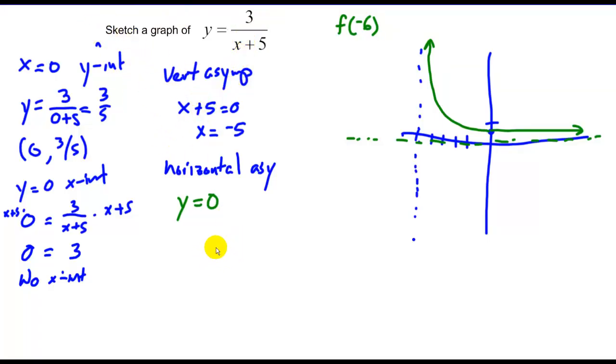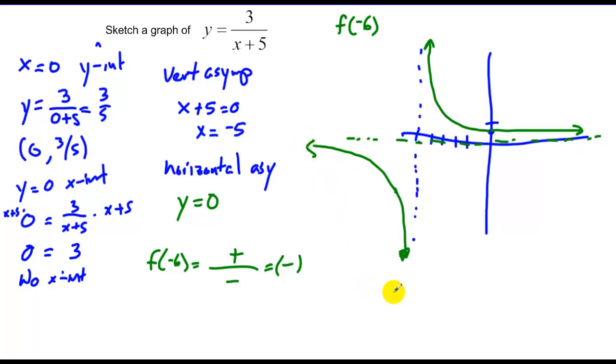So in doing so, I have the following. I have a positive from the 3. Let's go up to negative 6. And then on the bottom, I have a negative, because negative 6 plus 5 is a negative. This ends up being a negative value. Therefore, at negative 6, which is right around here, I have a negative value. As I move closer to this asymptote, I'll keep approaching a negative. And then as I get further and further negative, I get closer and closer to y equals 0. So that's a graph of the function.